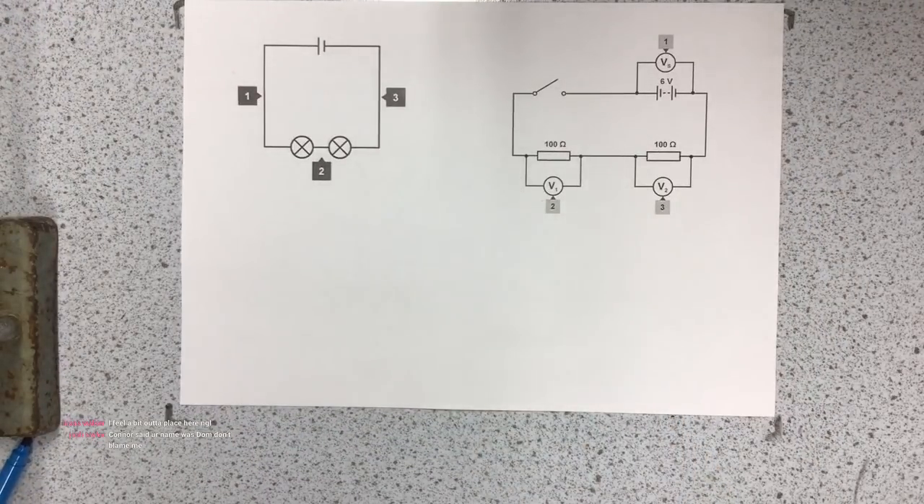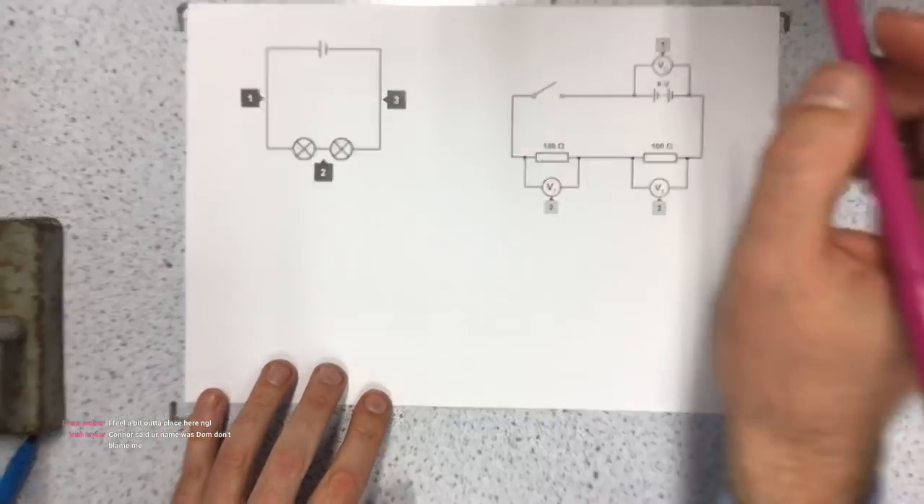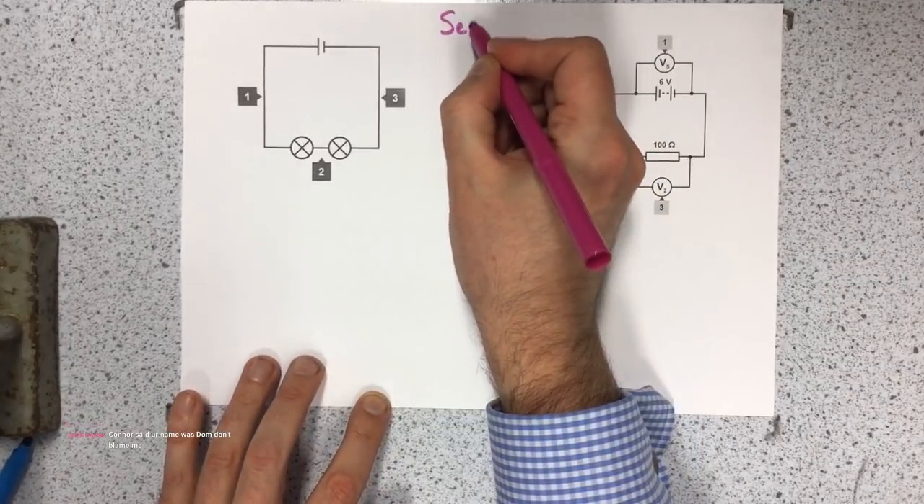Right. Moving on to something which you've done all the way through school, all the way from year 7, is looking at different types of circuits. So what do we have here? We have a series circuit.